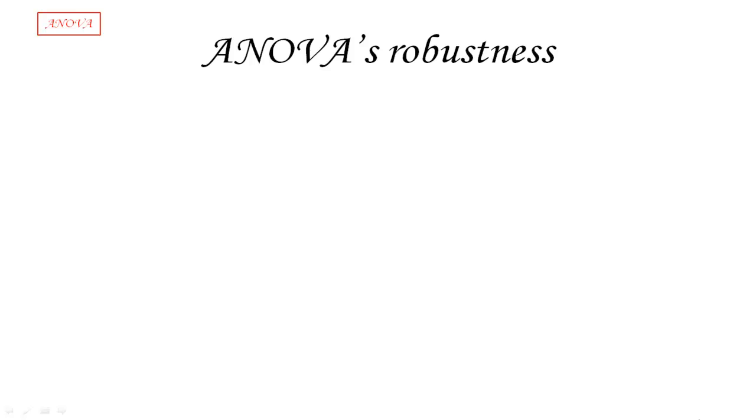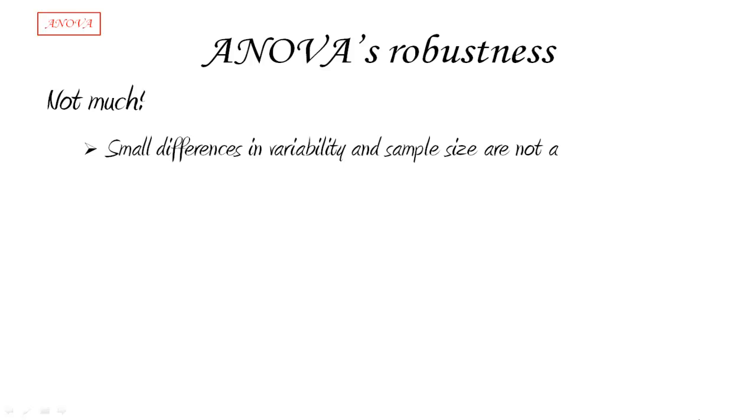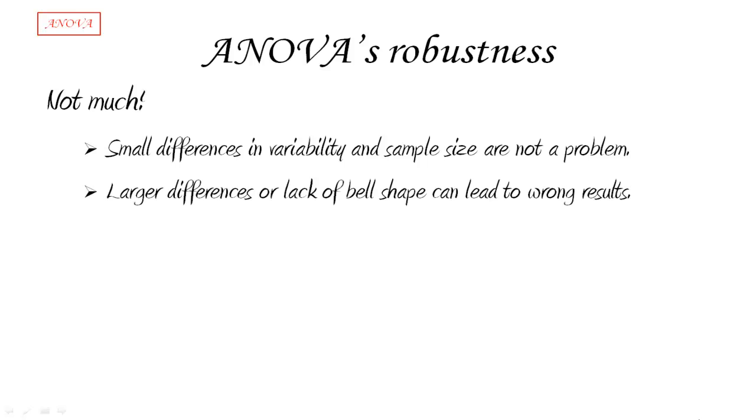So because ANOVA can be quite finicky and has lots of requirements, how about its robustness? Well, you're not going to be surprised, I hope, to know that it's not very robust. If we have small differences in the variability of the groups or in the sample sizes, that's not a big problem. But if we have larger differences, or if some of the groups are really not bell-shaped or are substantially different from bell-shaped, then this can lead to wrong results. And remember, as long as one of them is not bell-shaped, that can affect the results of the whole test.